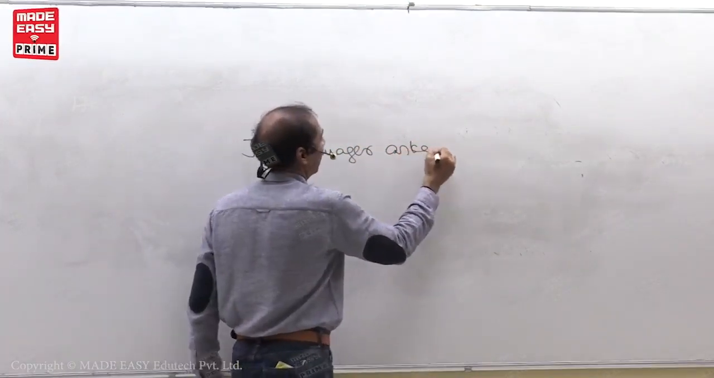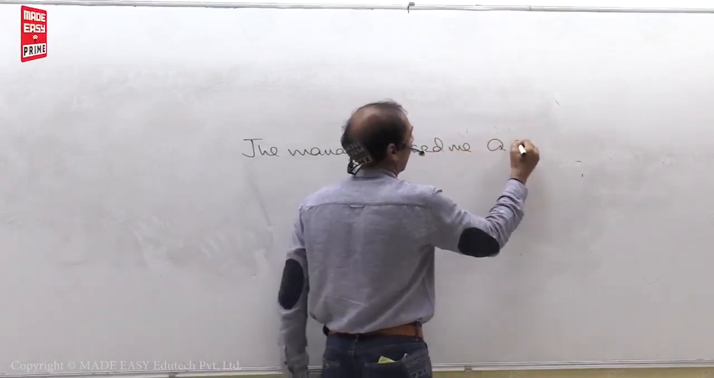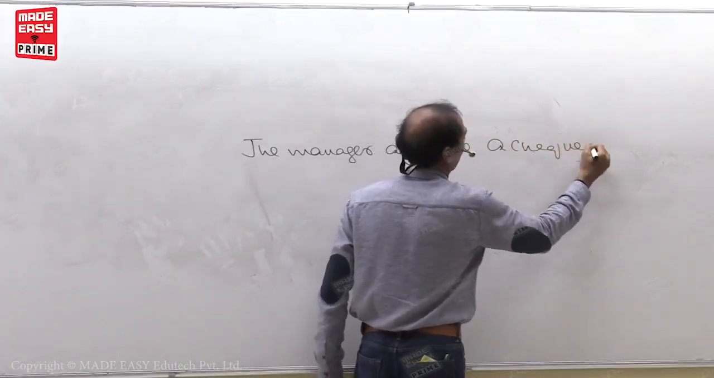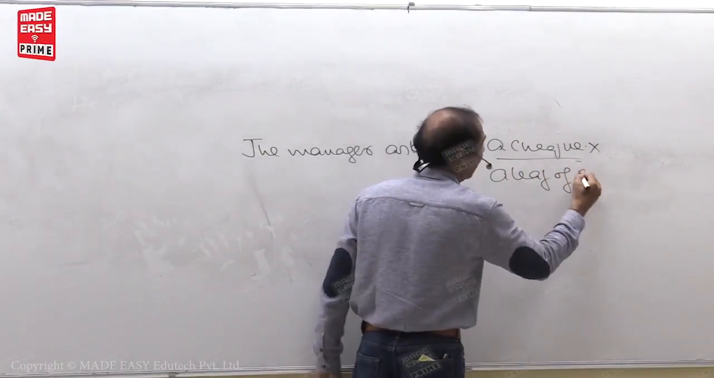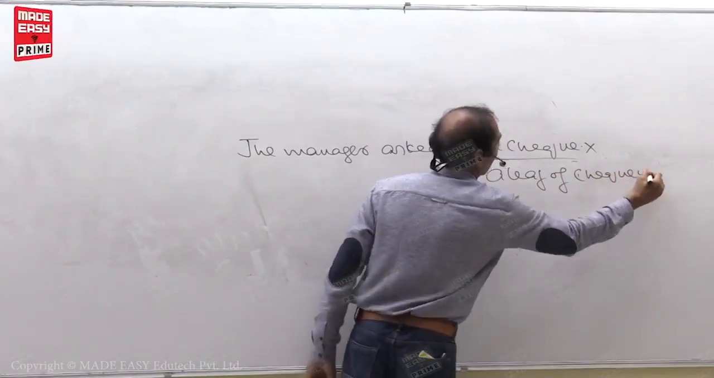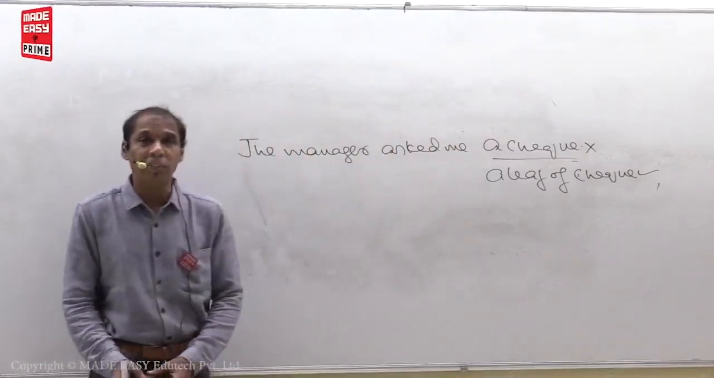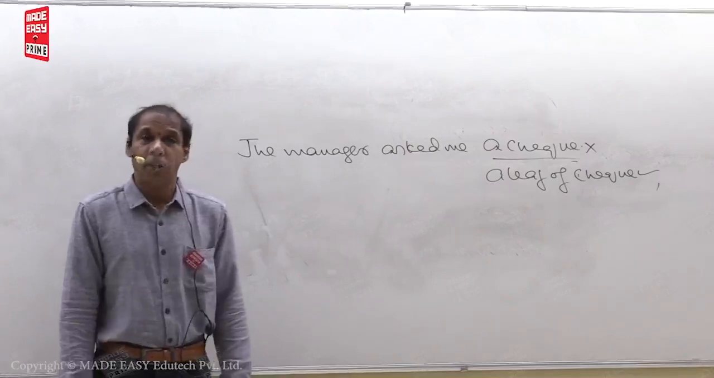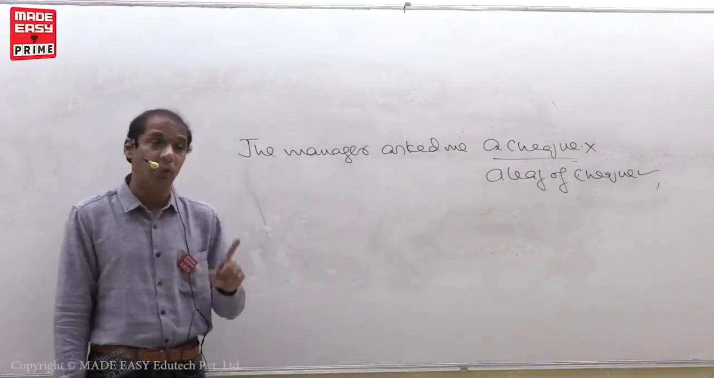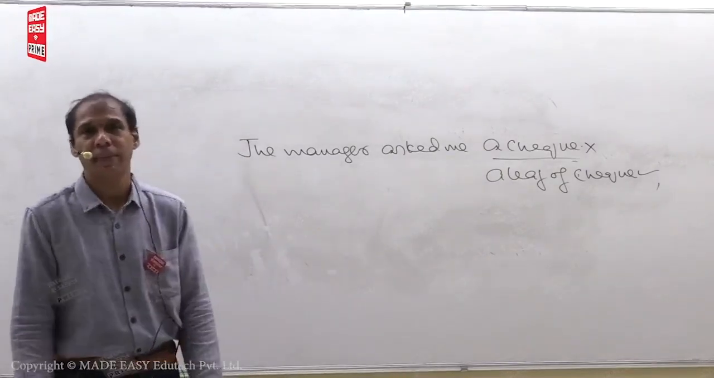The manager asked me a check. Wrong. A leaf of check. Correct. Don't say I want a check. I want a leaf of check. But don't say I want a leaf of checkbook. I want a checkbook. That is correct. Okay.